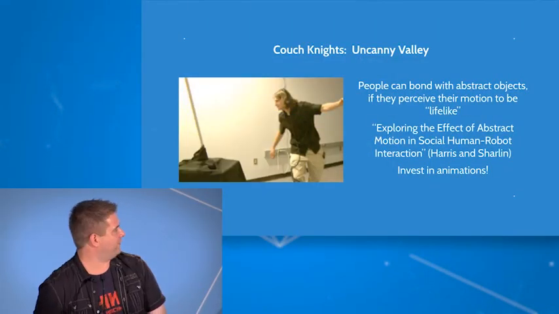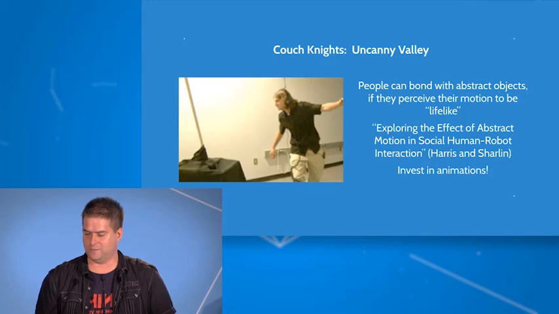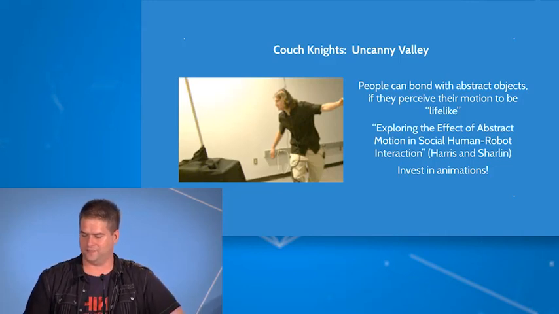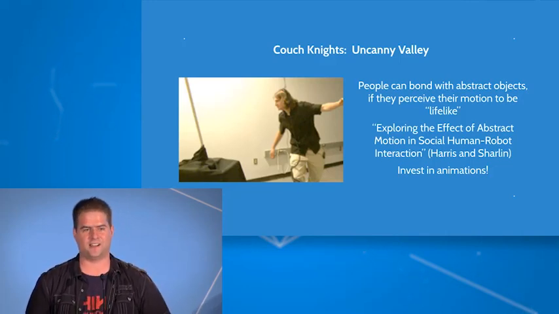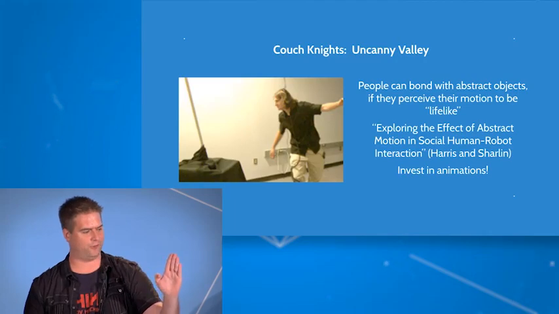And one thing, I wish I could find the video, but it doesn't seem to exist online anymore, is this paper called Exploring the Effect of Abstract Motion in Social Human Interactions, where these researchers basically took a 2x4 and actuated it so it can move around, and then they put people in there and said, just interact with the 2x4. And they found, even with the simple motion of just a stick waving around, 38 out of the 40 people they tested actually felt that the stick was angry at them, or the stick was happy with them, or the stick was their friend.